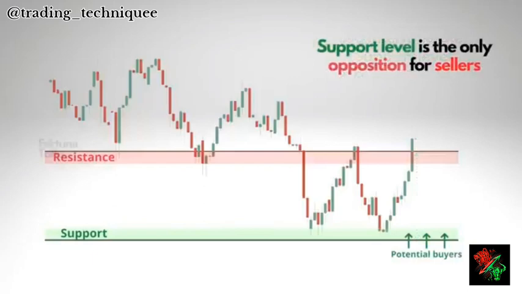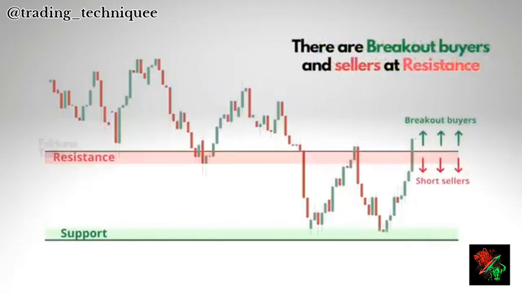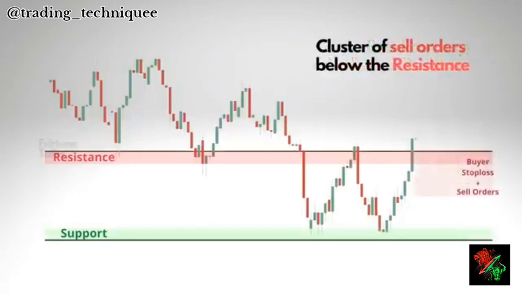Now the only possible area for buying is the previous support level, and so there will be a lot of sellers waiting at the resistance to sell, and also there will be a lot of buyers who look to buy the breakout, who place their stop losses below the resistance. Now there is a cluster of sell orders below the resistance by both the sellers and the buyers.